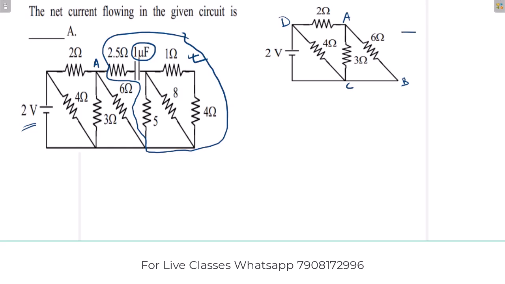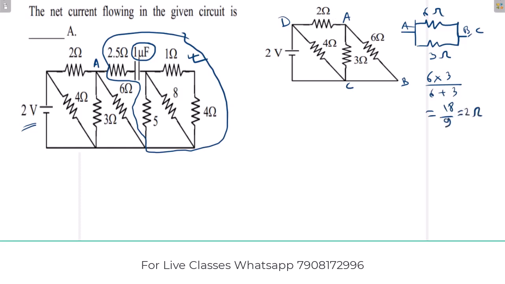So it is basically from A there are two resistances, one goes through 6 ohm to B and another goes through 3 ohm to B or C. So this is the point B or C. So 6 and 3 ohm are in parallel combination. Now the resultant of the parallel combination is 6 into 3 by 6 plus 3, that is 18 divided by 9 equal to 2 ohm. So between A and B or C there is a 2 ohm resistance.